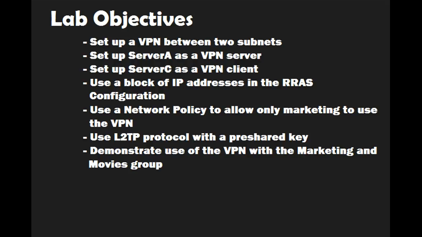We made server A the VPN server, server C the VPN client. We used a block of IP addresses in the RAS configuration. We set up a network policy to allow only the marketing group to use a VPN. We set up the L2TP protocol with a pre-share key, and then we demonstrated the use of the VPN with the marketing and movies groups.